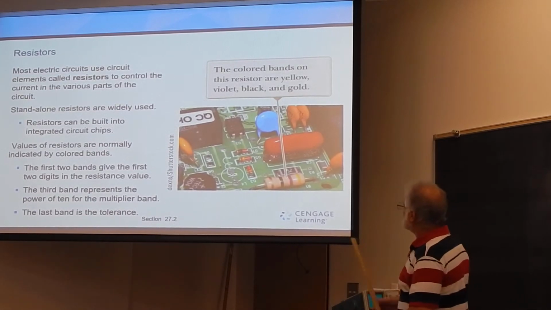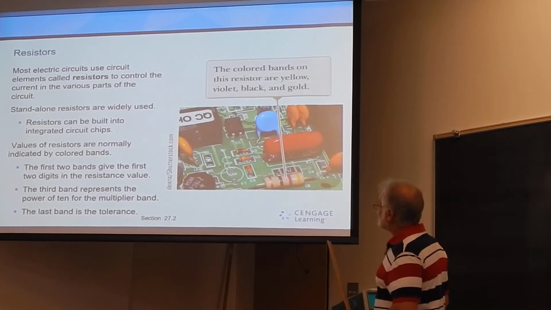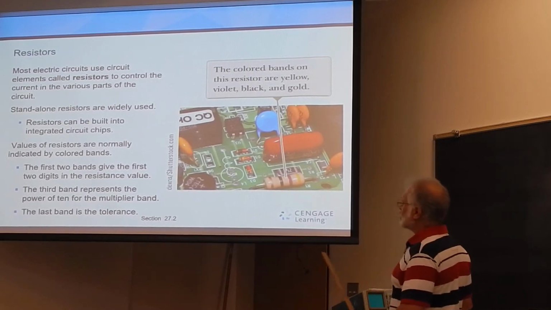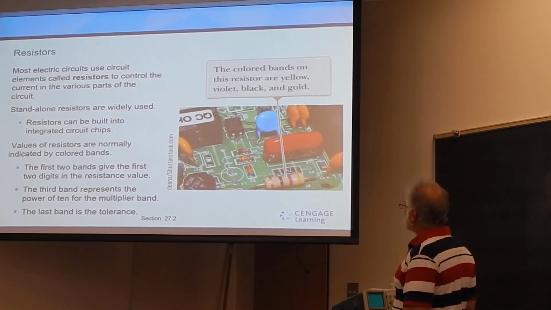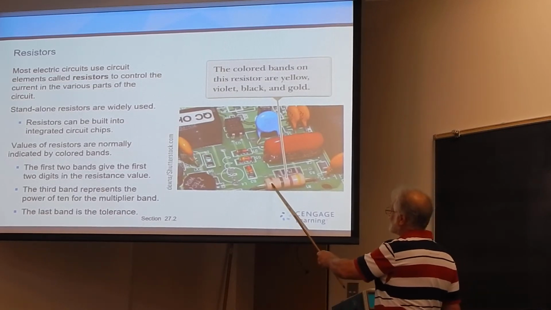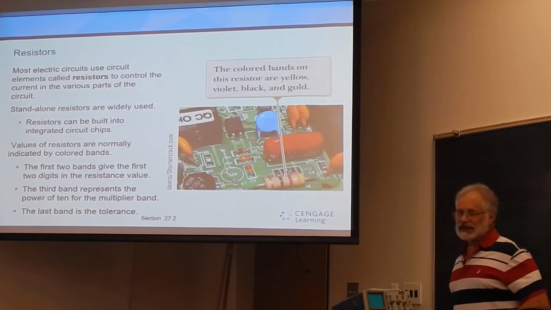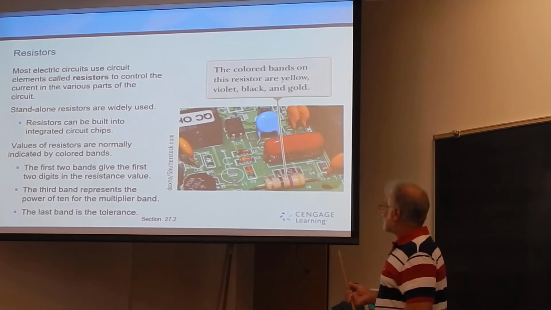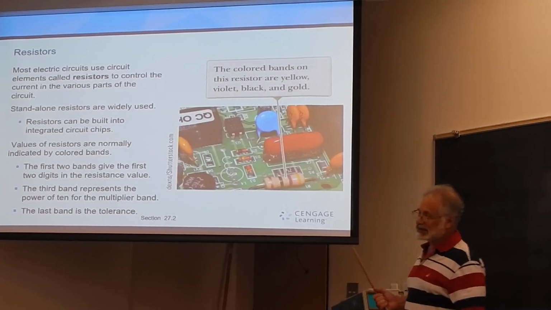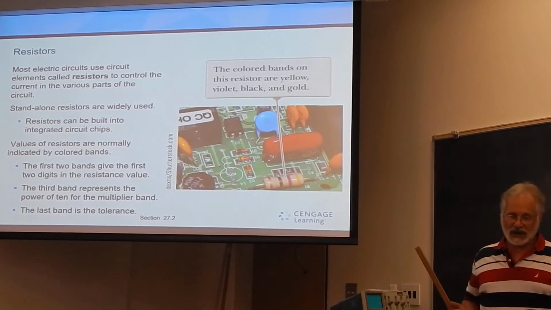The first 2 bands give the resistance value. The 3rd band represents the power of 10. We call it a multiplier band. Then the 4th band is usually gold or silver, and that indicates the tolerance. A 5% tolerance is indicated by a gold band, and a 10% tolerance is indicated by a silver band.